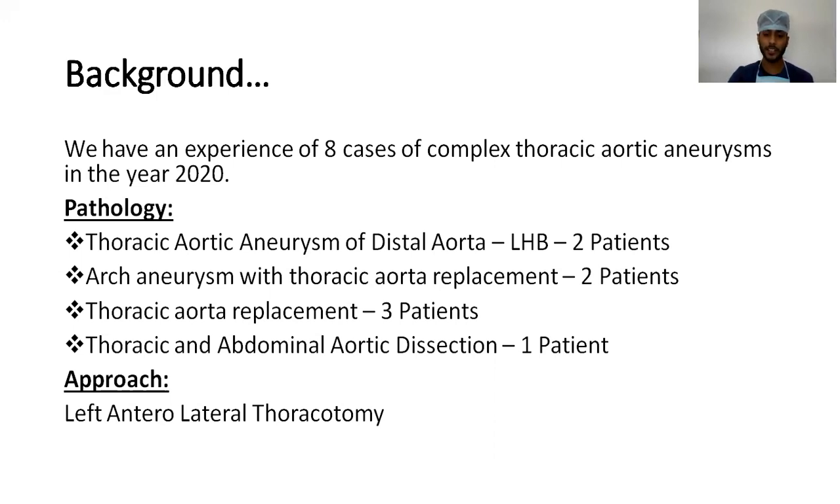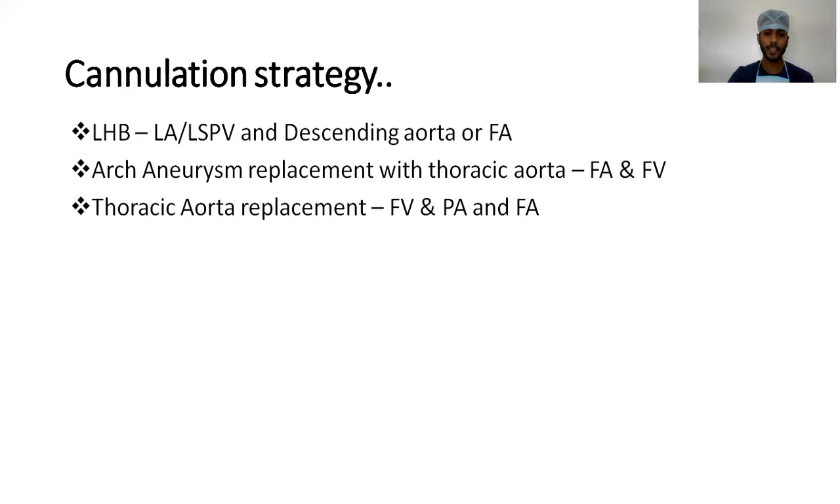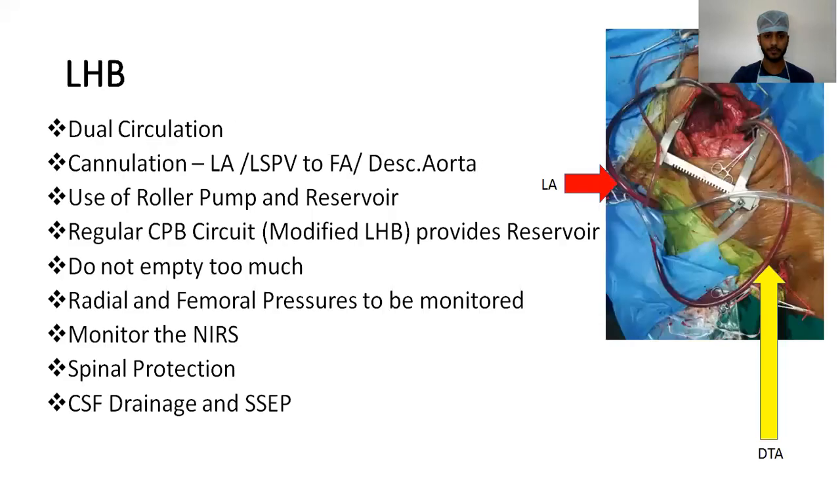The strategies we have taken for the 8 cases are different, but the approach was a left anterolateral thoracotomy. Now the cannulation strategy. For the left heart bypass, we used the left atrium or the left superior pulmonary vein for drainage, and the descending aorta or the femoral arterial cannula for the return. The arch aneurysm replacement with the thoracic aorta we did with the femoral artery and the femoral vein. For the thoracic aortic replacement we used the femoral vein, pulmonary artery and the femoral artery.